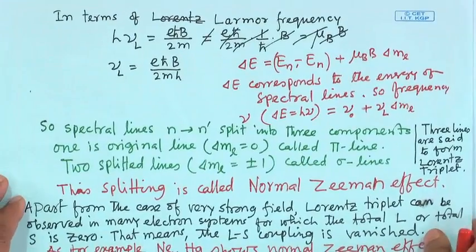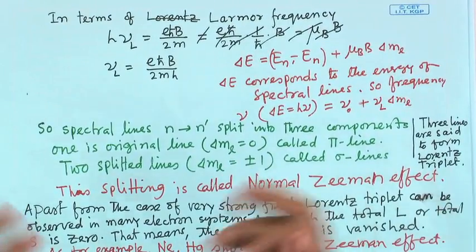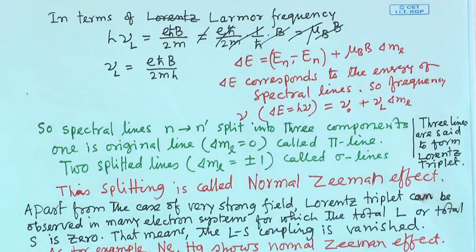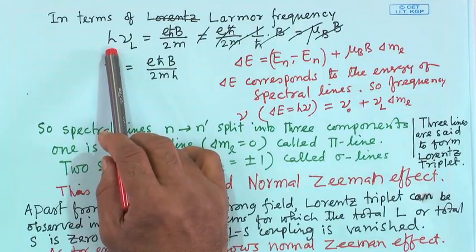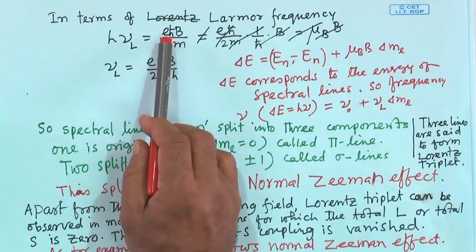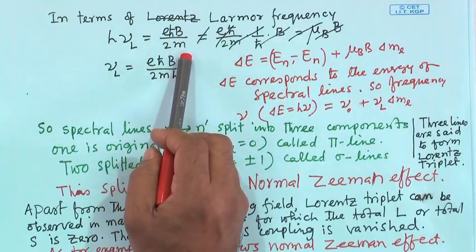In terms of frequency, the Larmor frequency: when you apply a magnetic field, your L and S will precess around the magnetic field. The frequency of this precession is called the Larmor frequency. If the Larmor frequency is nu L, the energy will be h nu L. So h nu L equals e h cross B by 2m.